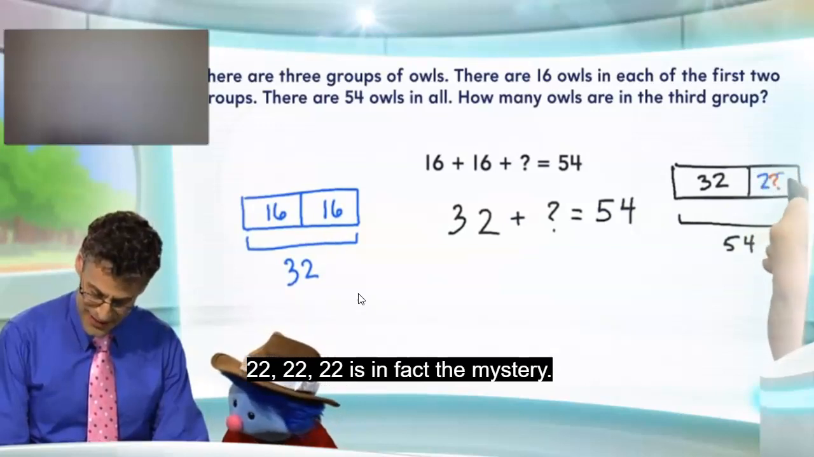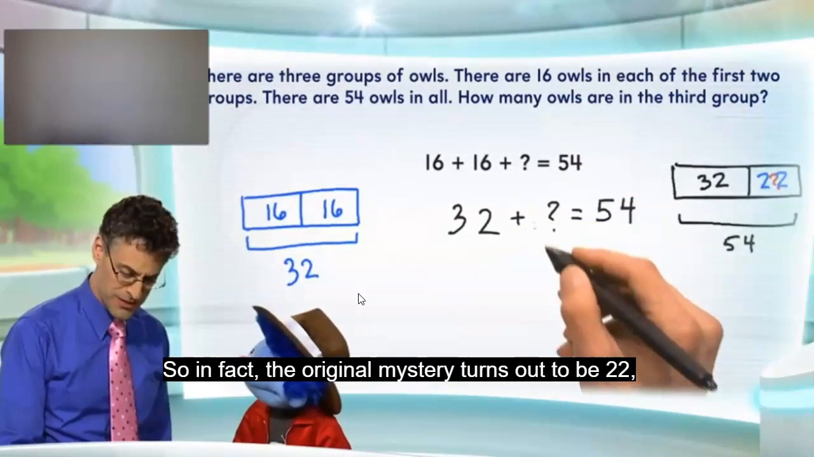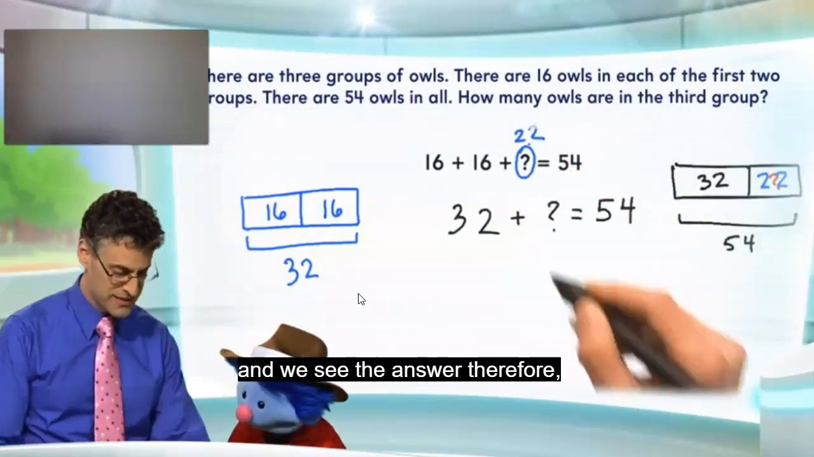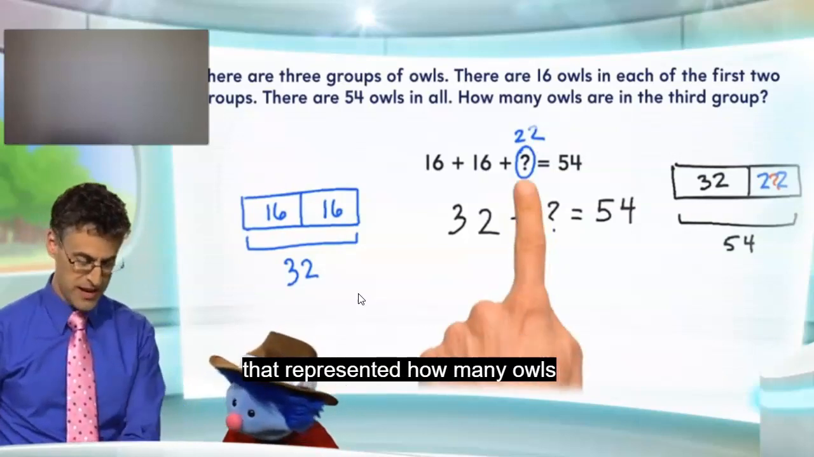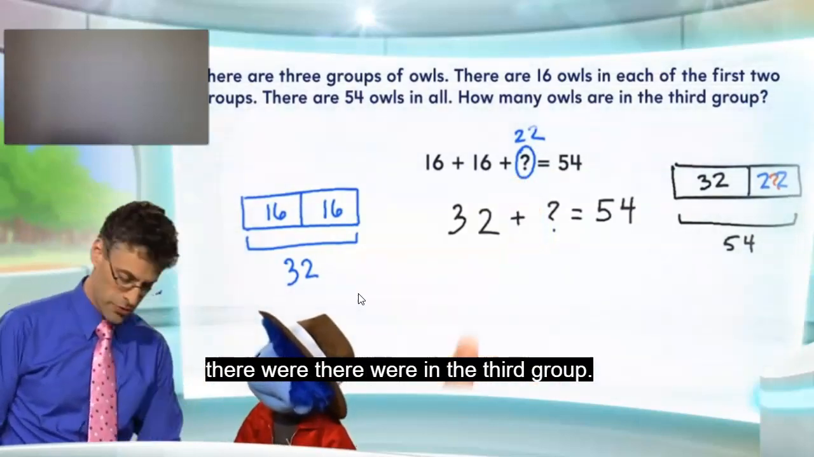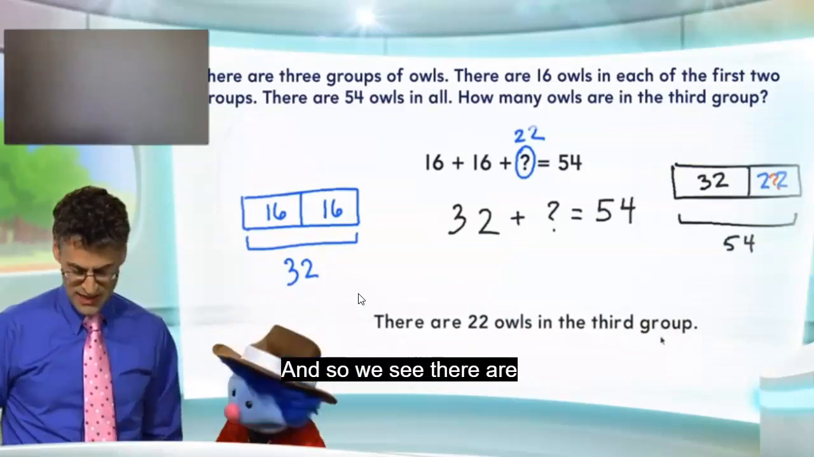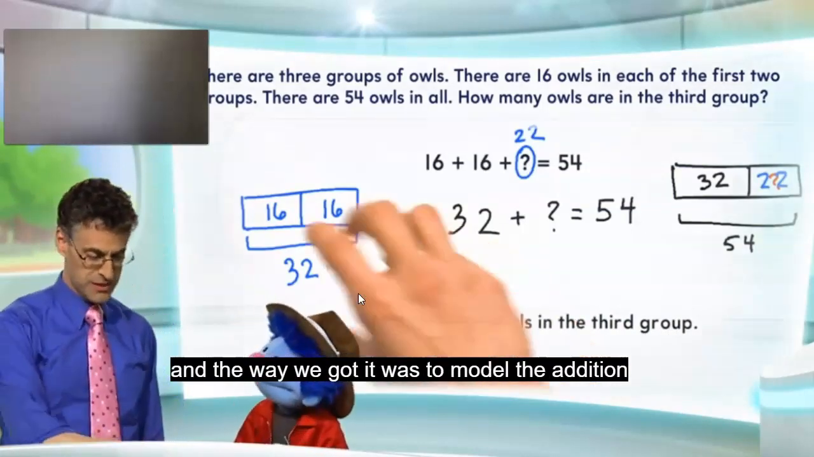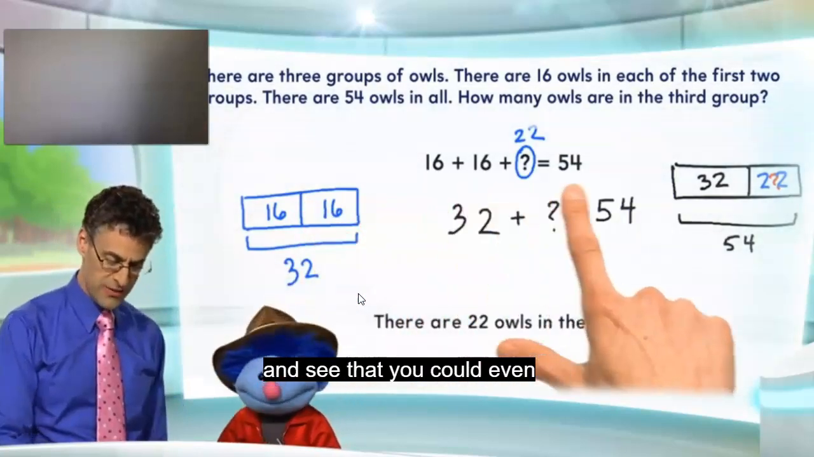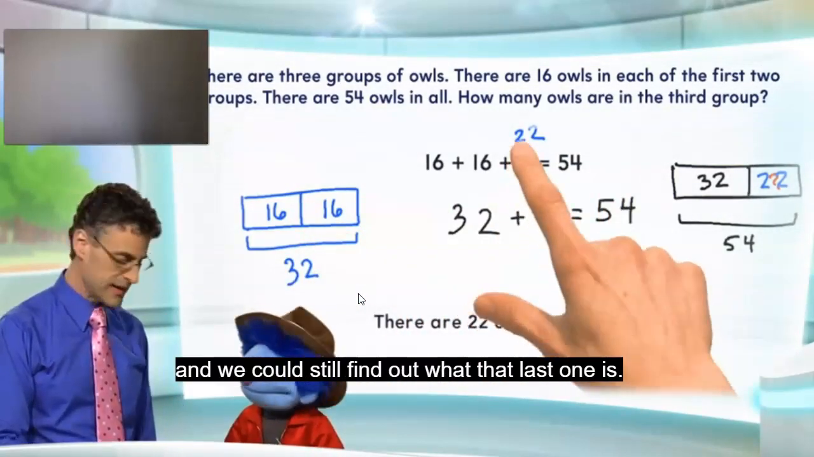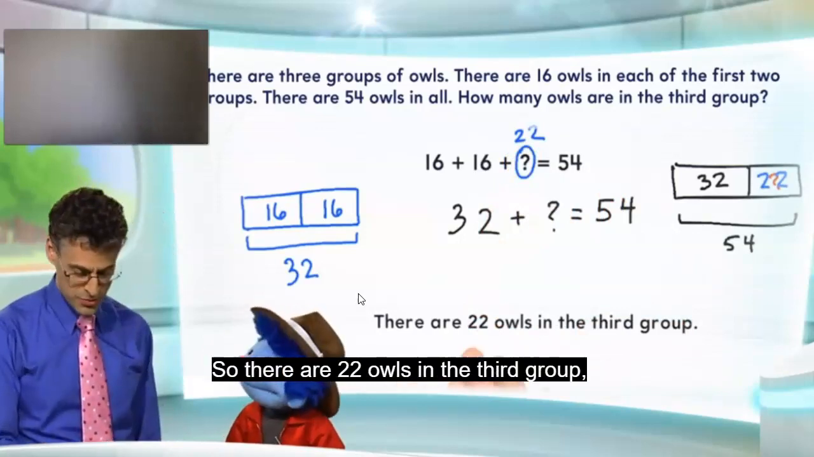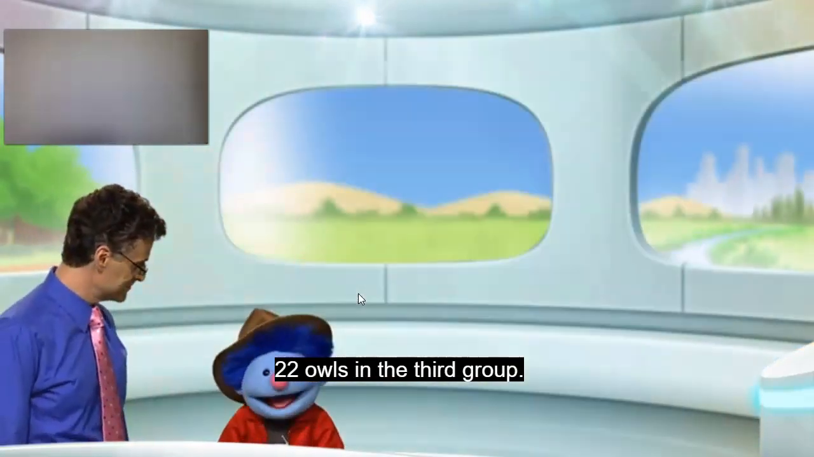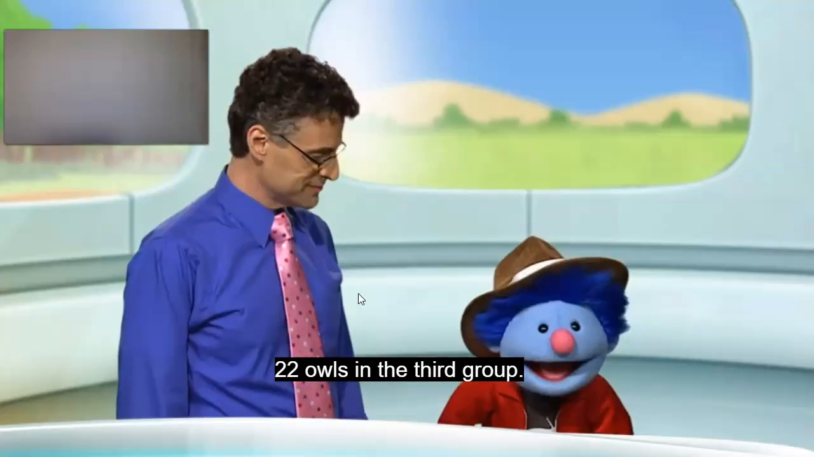22 is, in fact, the mystery. So the original mystery turns out to be 22. That number is 22, and we see the answer represented how many owls there were in the third group. Aha! So there are 22 owls in the third group, and the way we got it was to model the addition and see that you could even add three numbers together and still find out what that last one is. So, there are 22 owls in the third group, and that's the mystery.